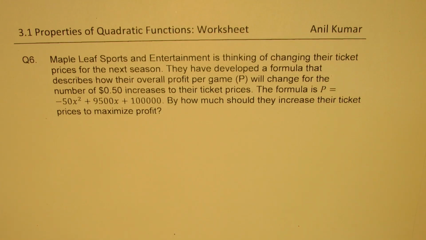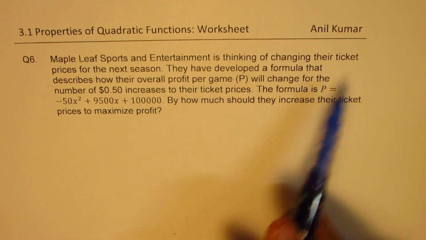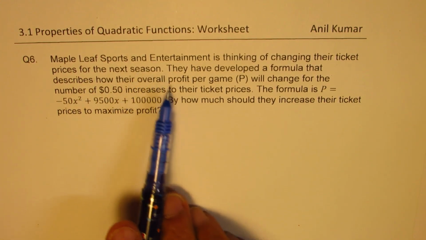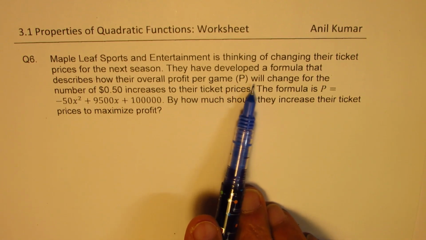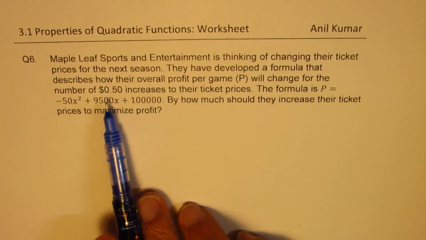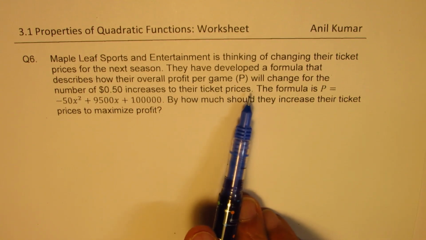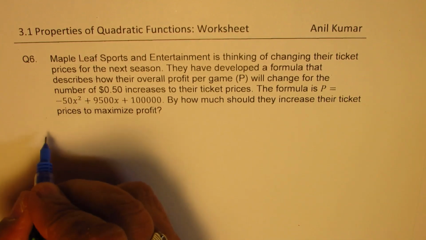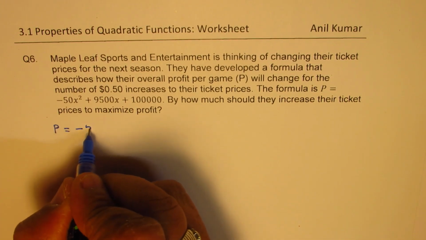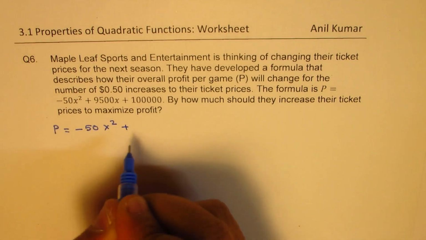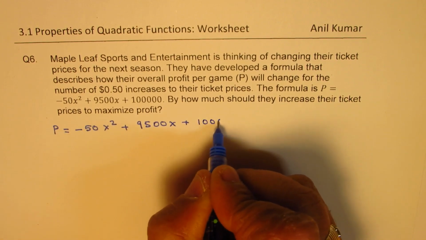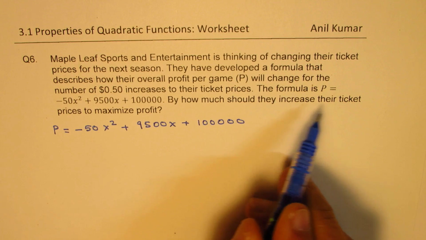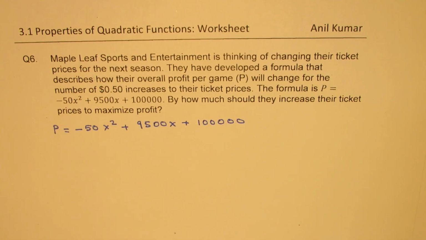Question number 6. Maple Leaf Sports and Entertainment is thinking of changing their ticket price for the next season. They have developed a formula that describes how their overall profit per game, P, will change for the number of 50 cents increase to their ticket prices. The formula is P equals minus 50 x squared plus 9500 x plus 100,000. By how much should they increase their ticket price to maximize profit?